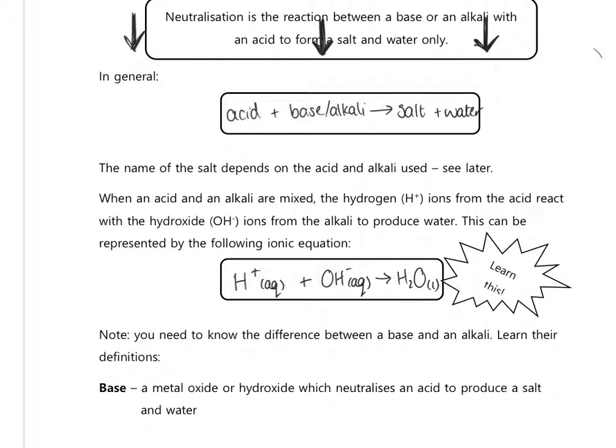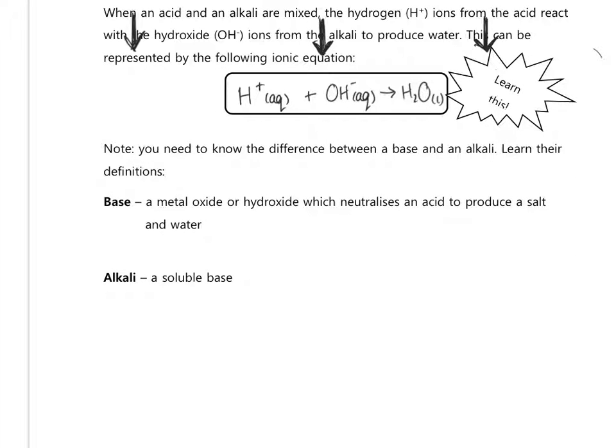And then finally, to do with neutralization, you do need to know the difference between a base and an alkali. A base, by definition, is something that will react with an acid to produce a salt plus water only, i.e. something that will neutralize an acid. And these are metal oxides or metal hydroxides. So, for example, sodium oxide, which is Na2O, or sodium hydroxide, which is NaOH. Also things like potassium oxide, which is K2O, or potassium hydroxide, KOH.